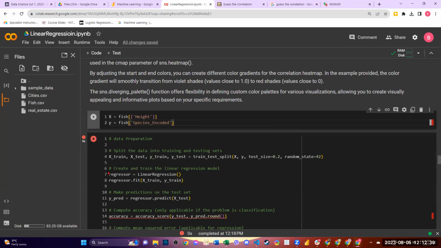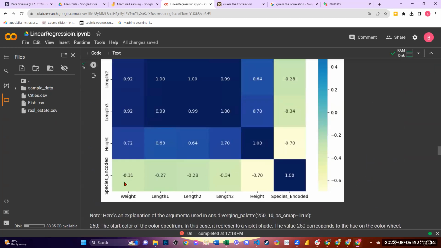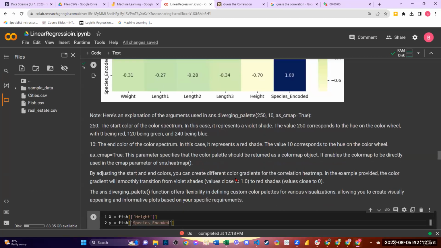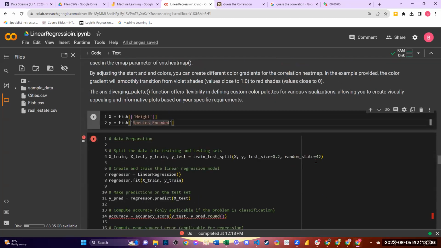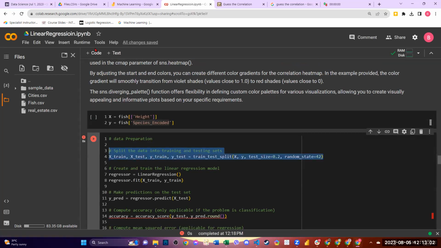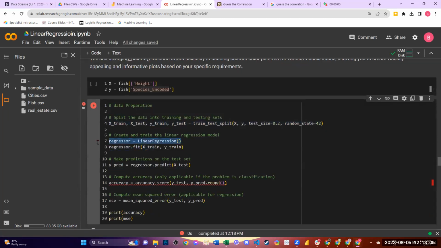So we choose height and species encoded because our correlation tells us that height is higher than the rest. So we eliminate them. And then we split again and do the linear regression: X train, Y train, the fitting, X test and Y pred. So let's run this and let's run this one.